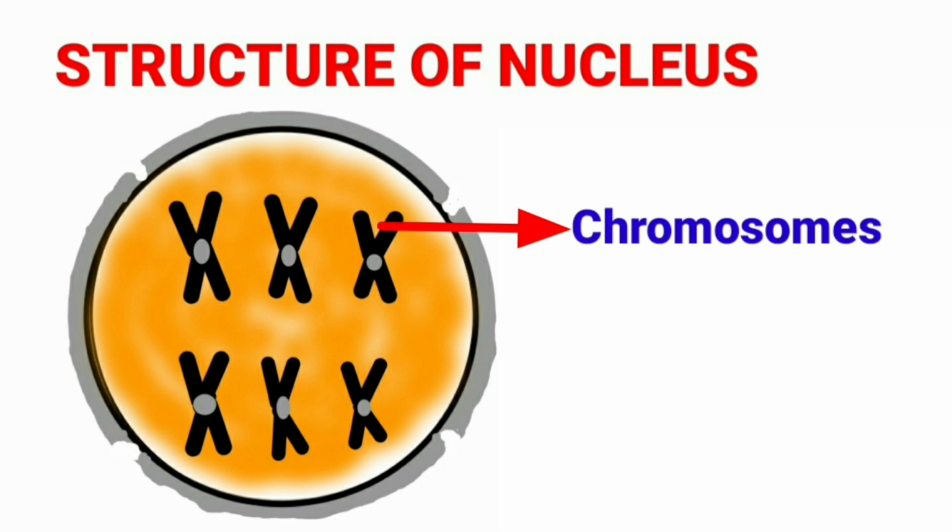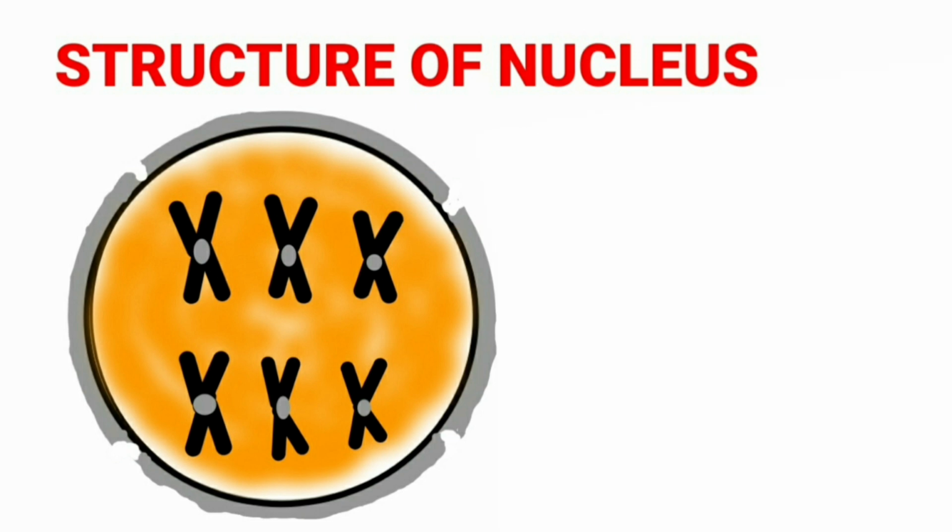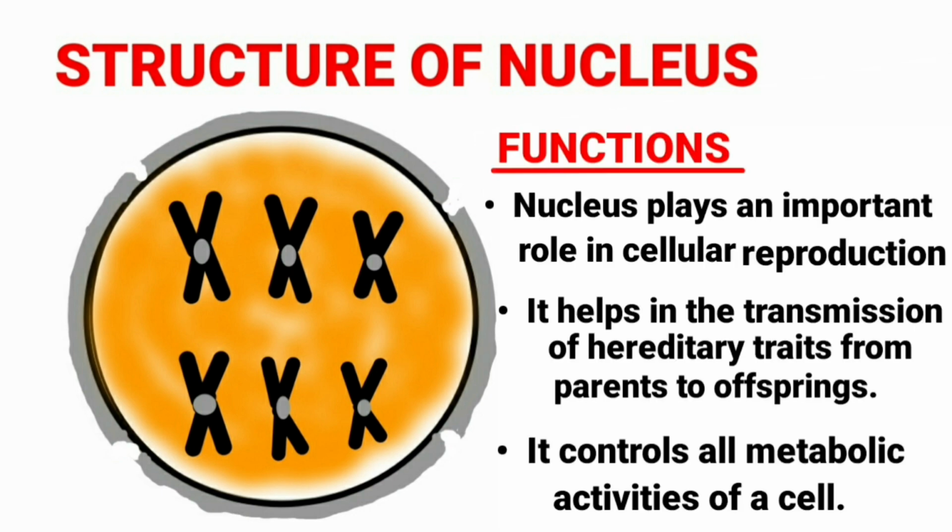Genes are the functional unit of DNA, which carry the hereditary information of a cell. Not only the cell, but the whole organism, all activities, everything is determined by the DNA, the genes, and the chromosomes.